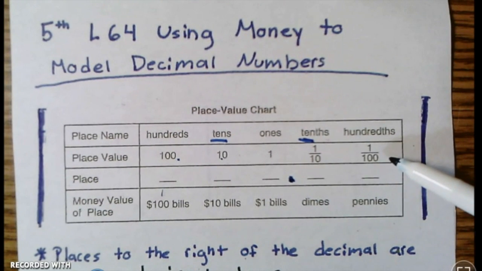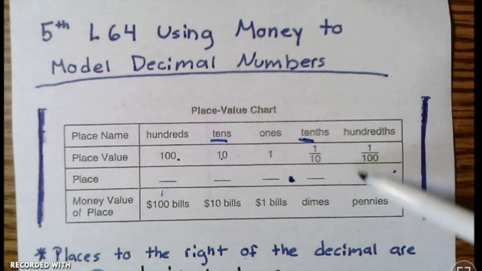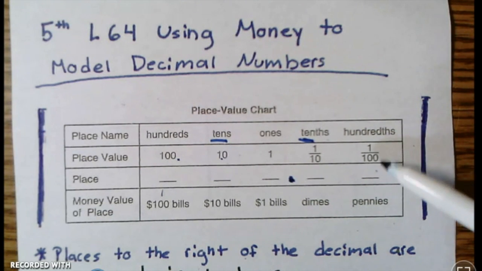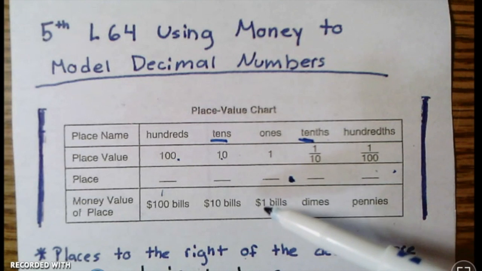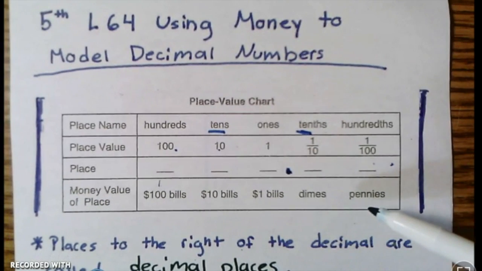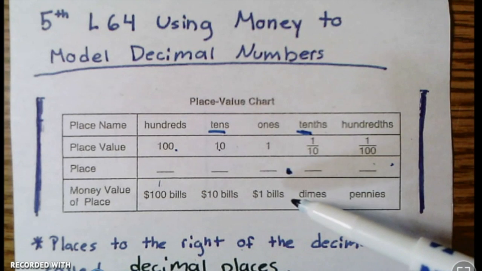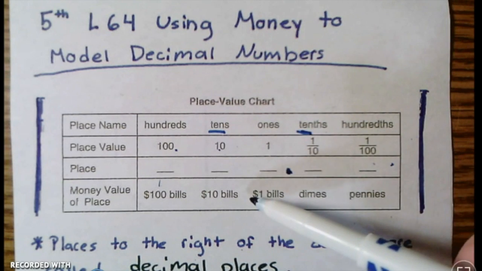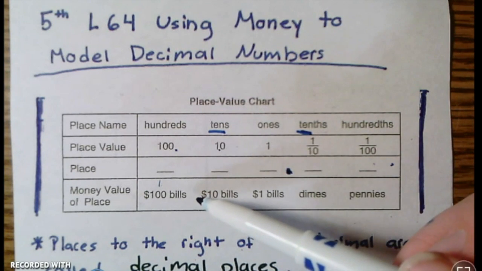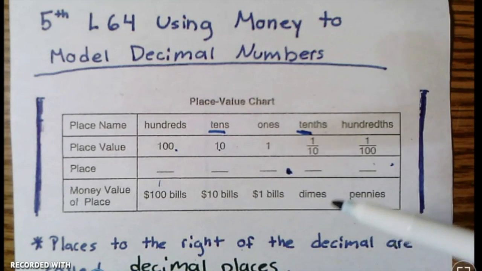Hundredths is 2 places to the right, and it means that you would need 100 of those in order to make up $1. So what thing in money do we need 100 of them to make $1? Pennies. So you can think of pennies as hundredths and dimes as tenths, dollar bills as ones, $10 bills as tens, and $100 bills as hundreds to help you make sense of all of these decimal places.